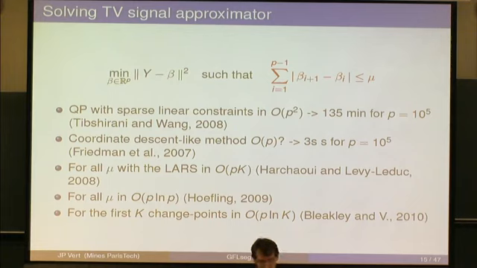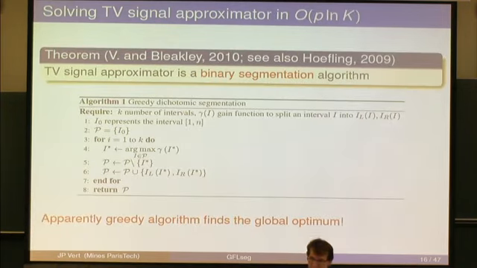Okay, so what I will discuss now is a minor contribution: in fact, you can be even faster than that. There is nothing very strongly new, but if you look in more detail at the algorithm proposed by Harchaoui and Lévy-Leduc, there are some parts of the algorithm that are superfluous, meaning that if you just focus on what's important, you can reduce the complexity. And to make a long technical story short, what you can show is that this fused lasso, or this total variation approximator, can be solved exactly by a binary segmentation algorithm.